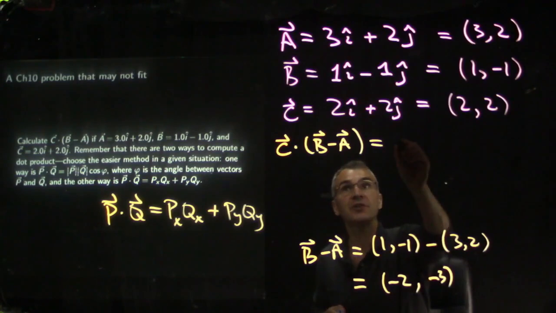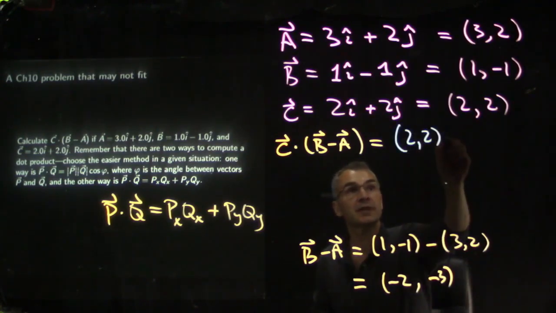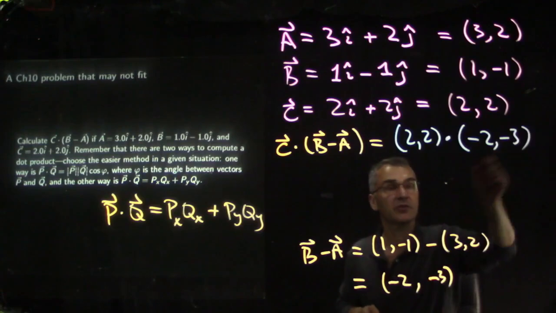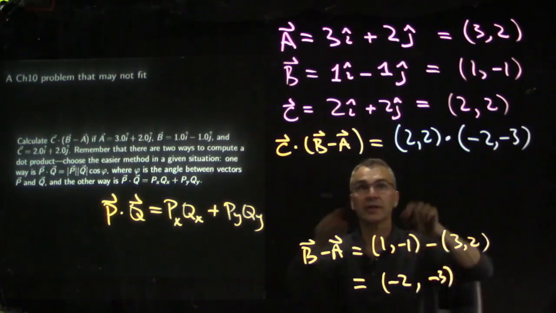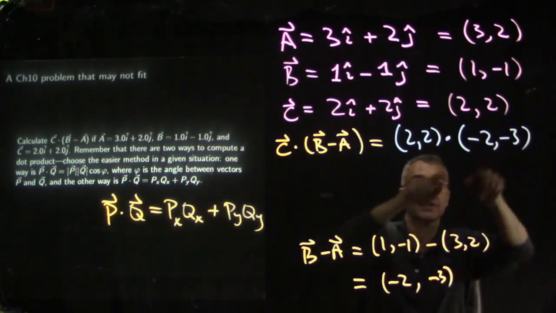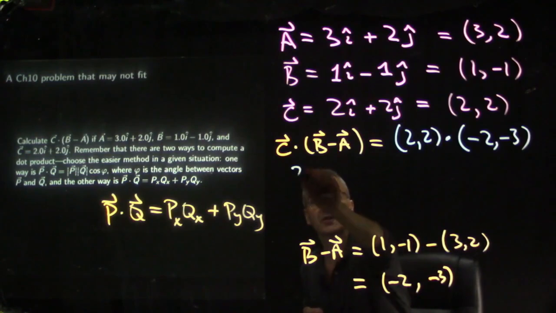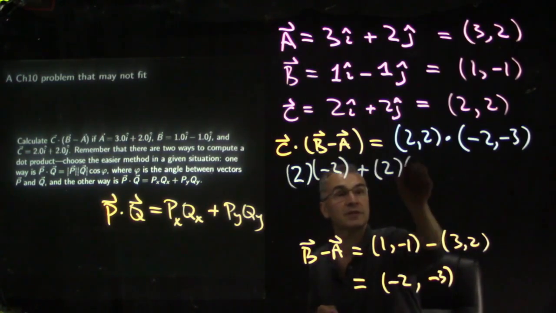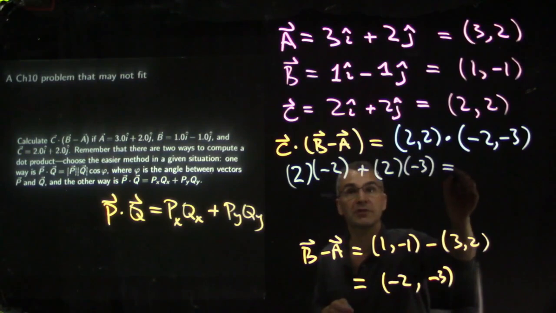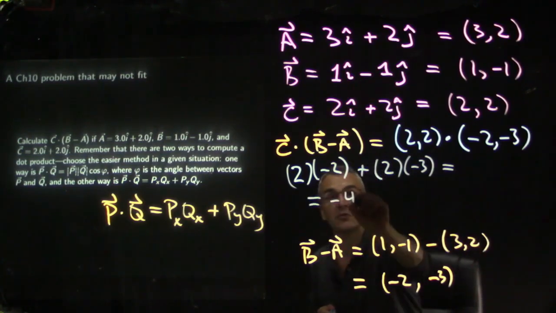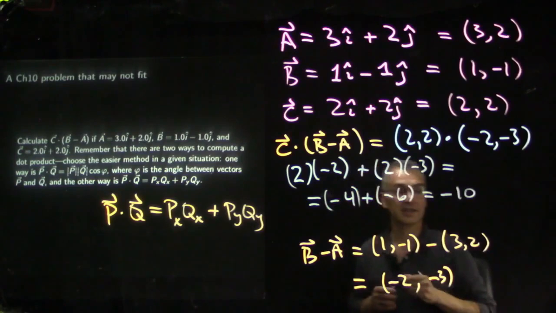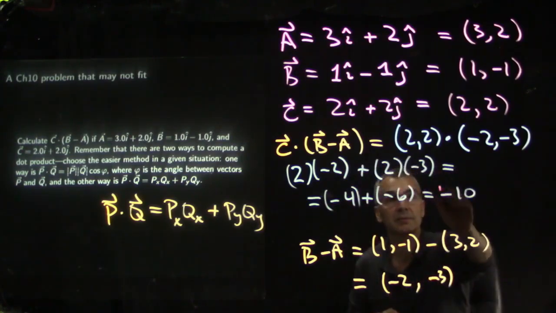Then we have the vector c is 2, 2. We want to take the dot product with this difference that we worked out down here, which is minus 2, minus 3. And so we want x component times x component and then plus y component times y component. So this is 2 times minus 2 plus 2 times minus 3, which is minus 4 plus minus 6, which is minus 10. So the answer is minus 10.